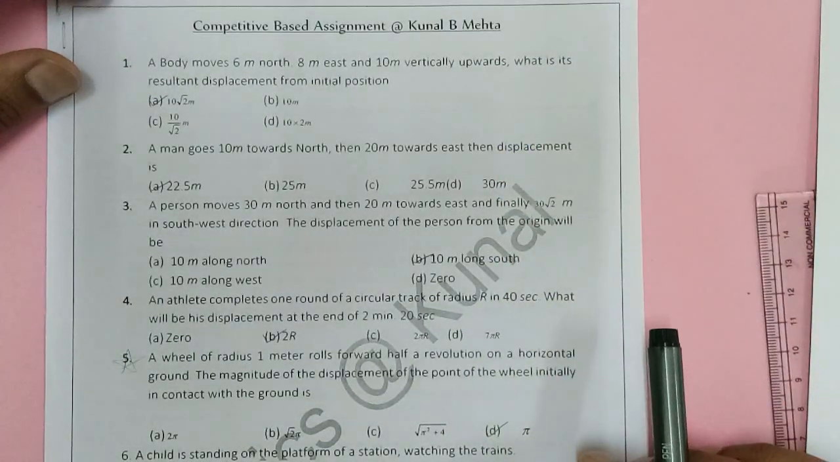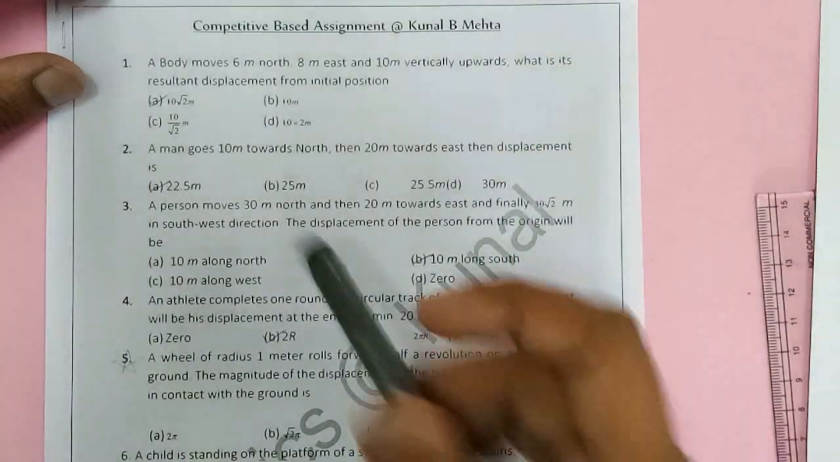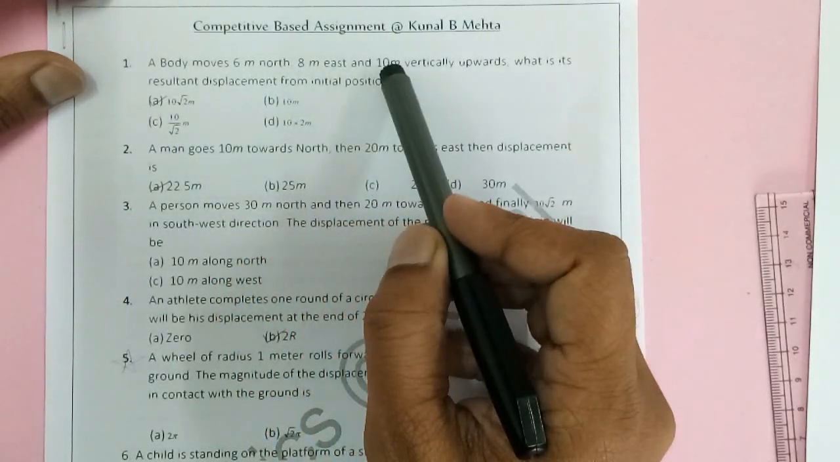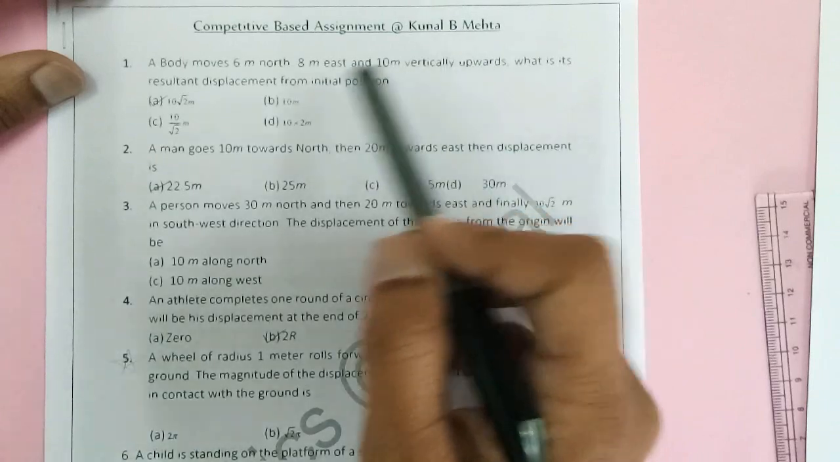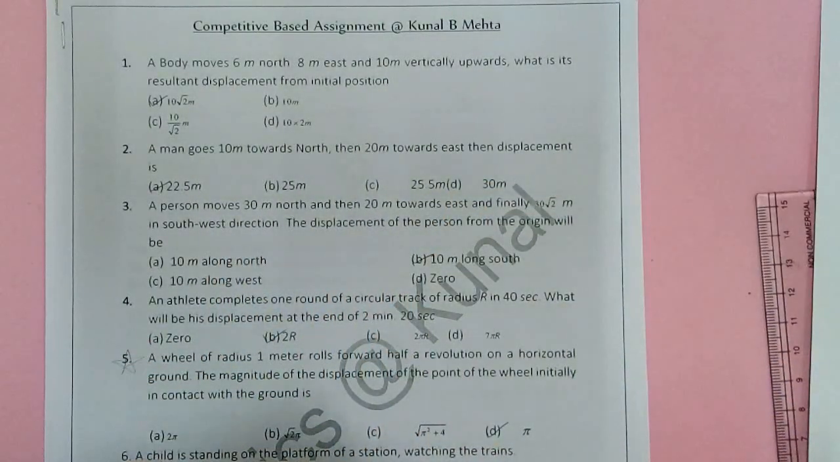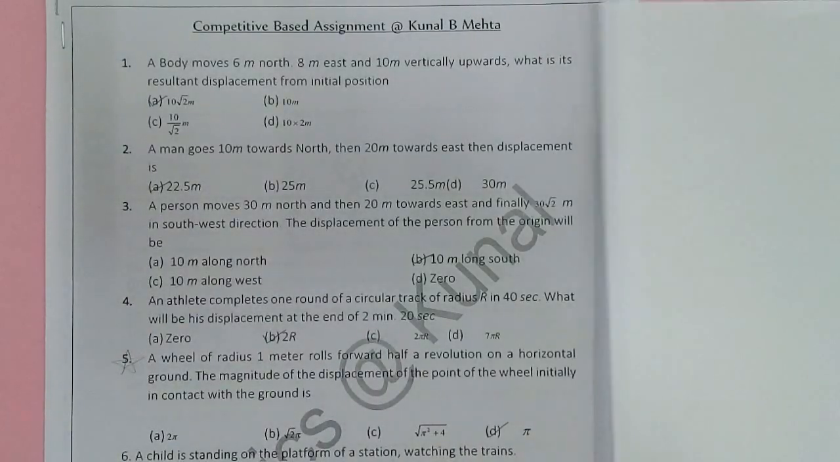from here. Here the first question goes like this: a body moves 6 meter north, 8 meter east and 10 meter vertically upwards. What is the resultant displacement from the initial position? Okay, so the solution goes something like this.